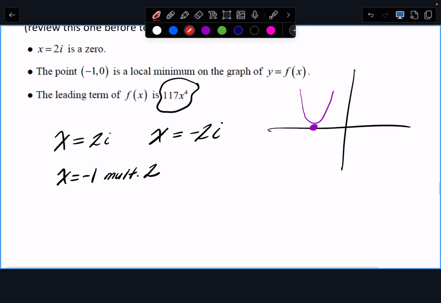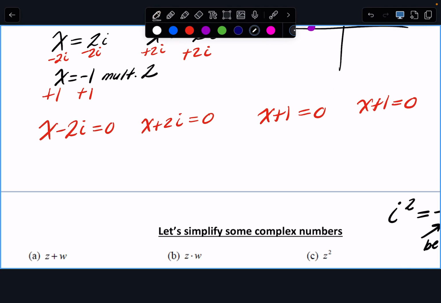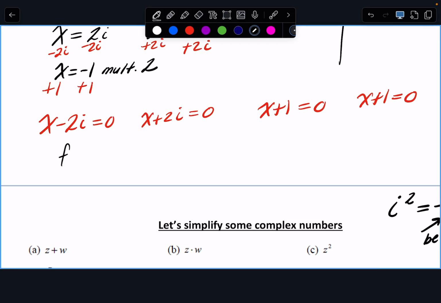So let's work backwards. X minus 2i, see I'm subtracting 2i, equals 0. Add 2i. X plus 2i equals 0. I'm adding 1. X plus 1 equals 0. We know that that happens twice. Okay, let's write it out now. Before it was split apart and equal to 0, it used to be multiplied together. So we'll say f of x equals, we had an x minus 2i, an x plus 2i, and an x plus 1, and it happened twice, so squared.